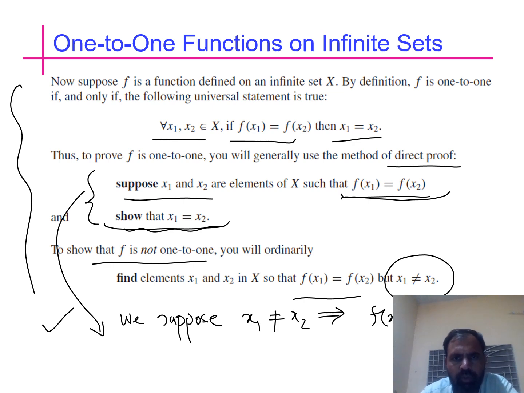We suppose x1 and x2 are elements of X such that f of x1 is equal to f of x2, and we show that x1 is equal to x2. To show that f is not one-to-one, you will ordinarily find elements x1 and x2 in X so that f of x1 is equal to f of x2, but x1 is not equal to x2, as was shown in the previous slide.